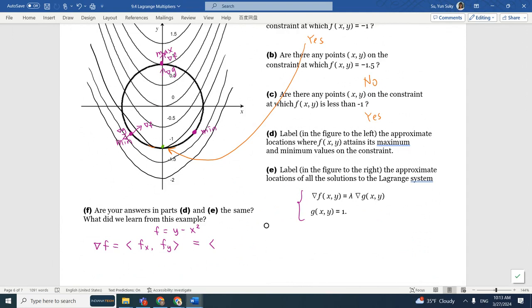Do you still remember in 9.3? In 9.3, we have a surface. We compute the maximum and minimum of the surface. And what we did is we compute the first partial derivative, we set it equal to 0. That's the critical point, right? And then we need the second partial derivative to compute the D. And D is f_xx f_yy minus f_xy squared, right?